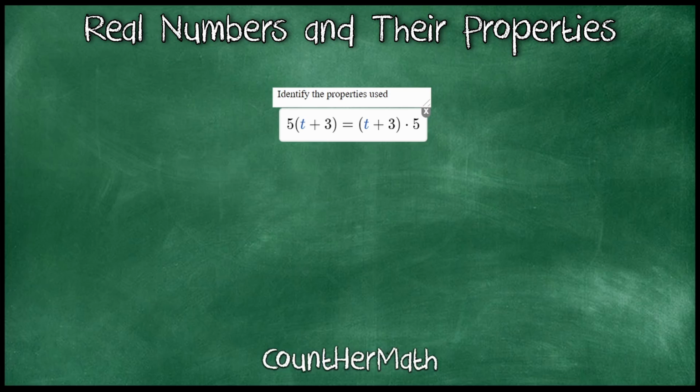Here we're not really trying to evaluate anything. All we need to do is identify what property is being used in this statement. And let's think back to our properties real quick. We have one that has to do with grouping and one that has to do with order. This one, the group stays the same, but the order changes. And the property that has to do with the order changing is the commutative property.